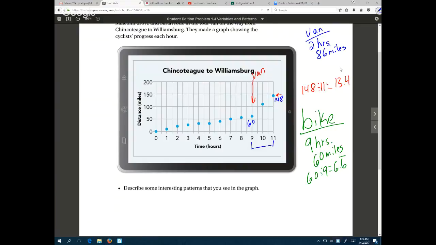Okay. So, Bailey, how would you find the average speed of the van? 86 divided by 2, which is 43. 43 miles per hour. It's easy. That was the answer. Okay. So here you can tell the average speed of the trip is 13.4. The one with the van is about 43, and on the bike was just about 6.5. Yep. Okay.